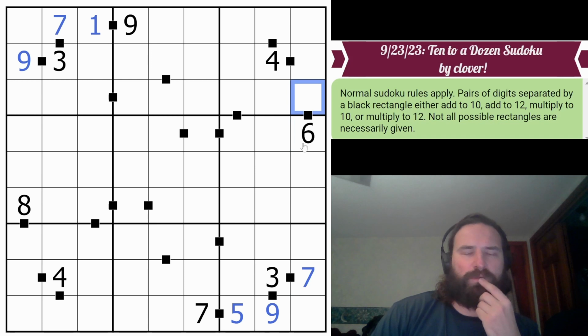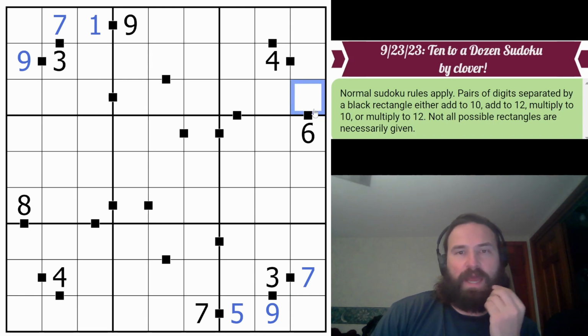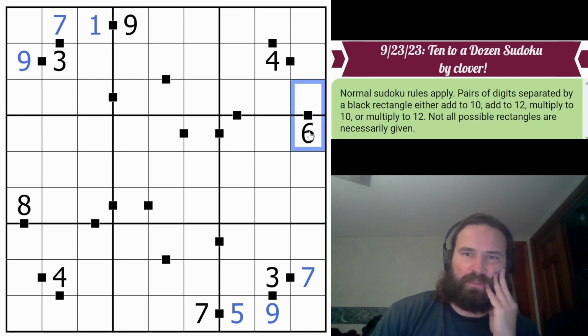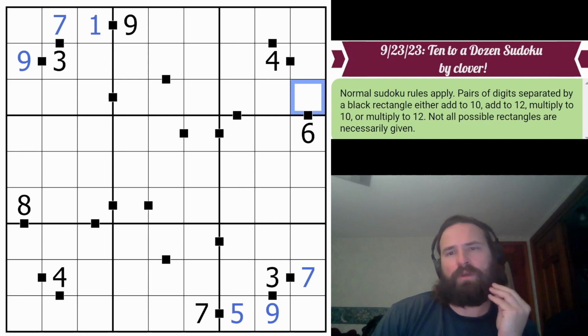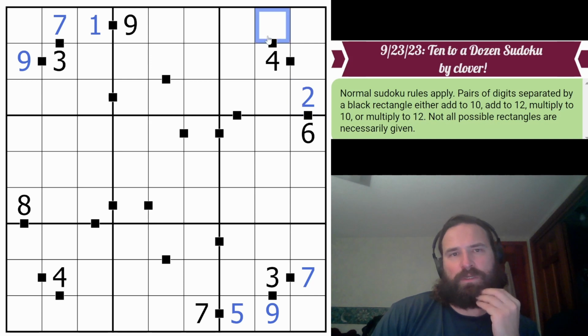This one. So 6 goes into 12. You can't add to 12 with 6 because this would have to be a 6, and you can't put 6 in boxes that are next to each other. But we could add 10. So this is either a 4, which it can't be, or a 2. So this has to multiply to 12. So this is definitely a 2 because it can't be a 4 or a 6.